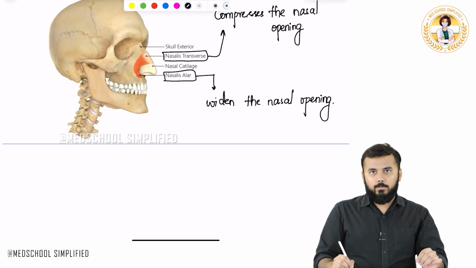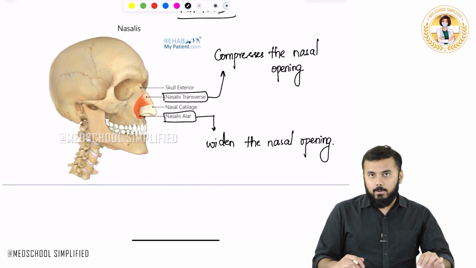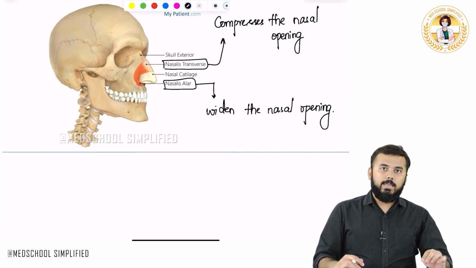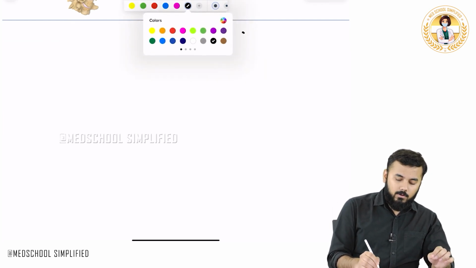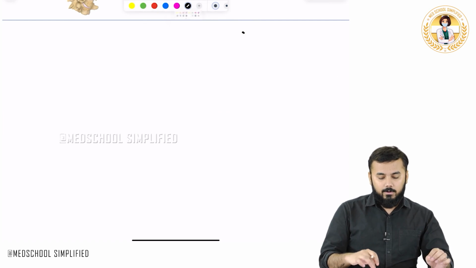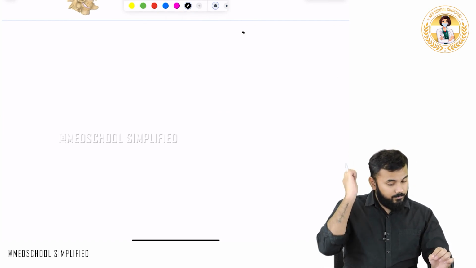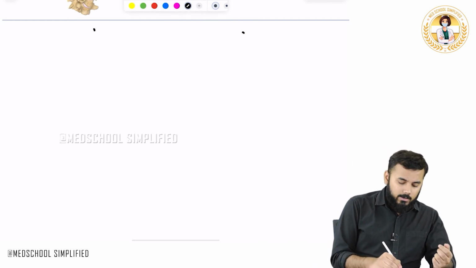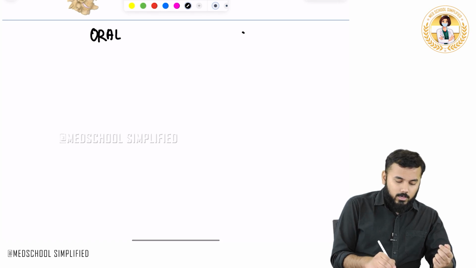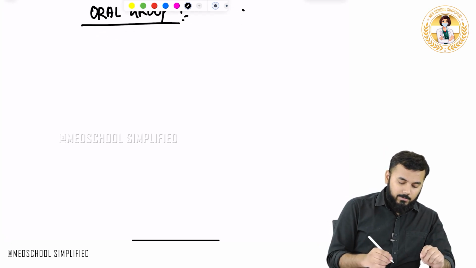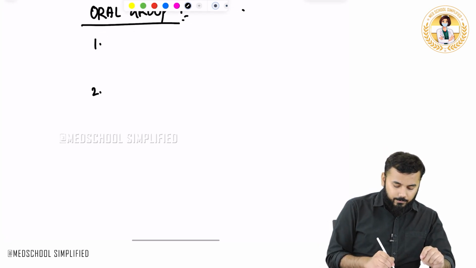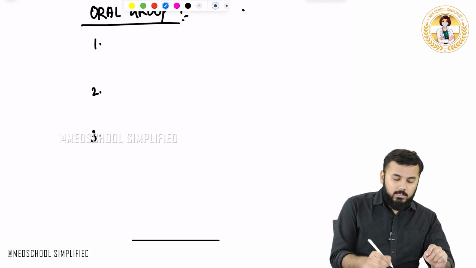Widen the nasal opening. Okay, so this is the nasal part. Now after the nasal part, the next part we shall be discussing is the oral part, the oral part of the facial muscles. So now we shall discuss the oral group of muscles. What are the oral group of facial muscles? The oral group of facial muscles are basically three. Okay, so what are these three groups?